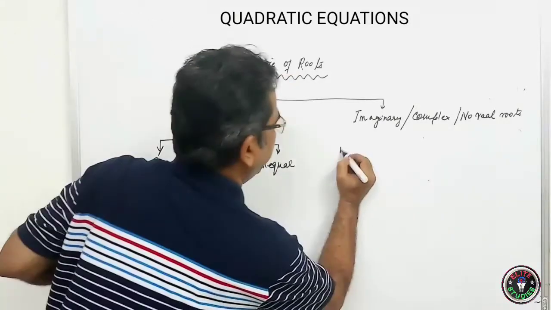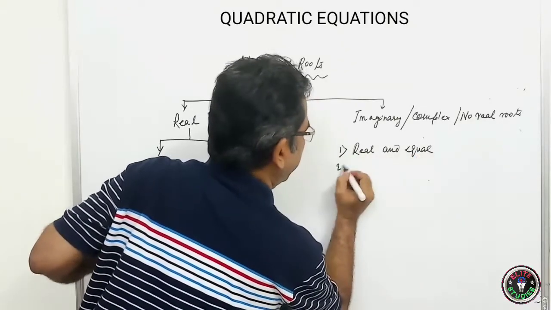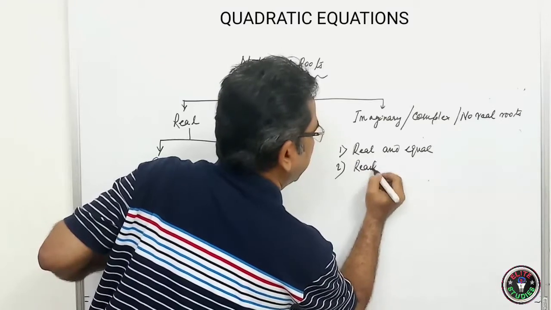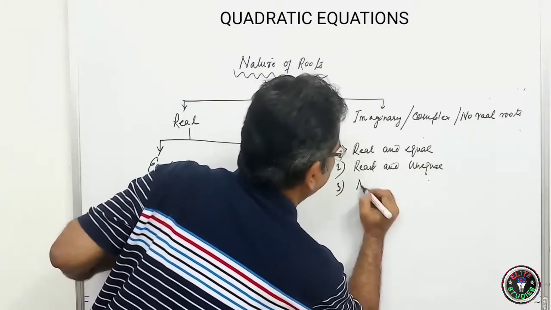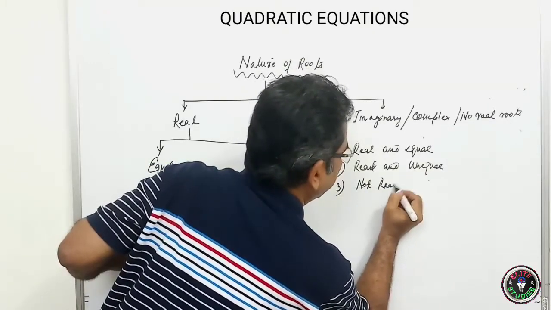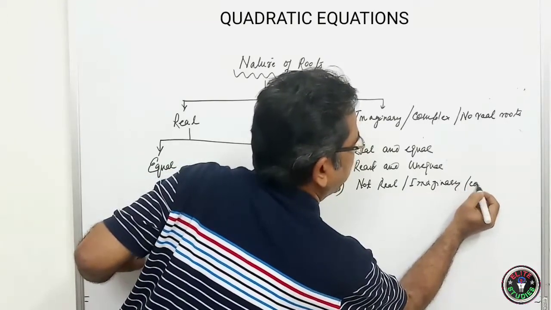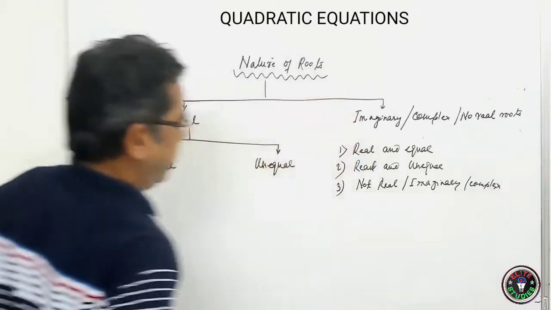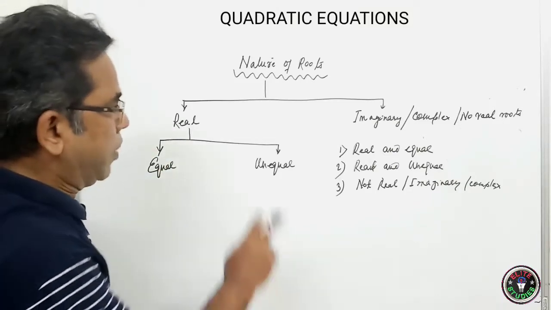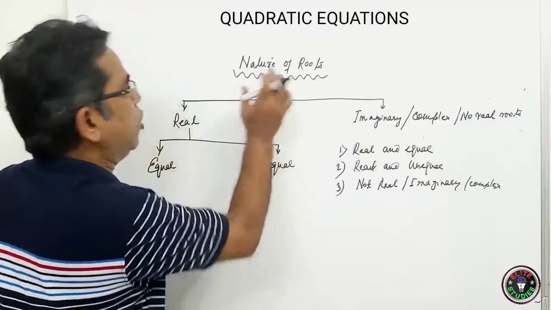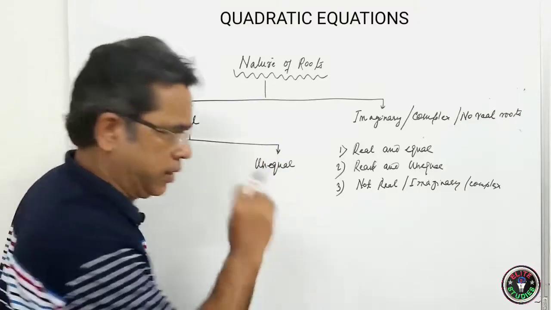Real, one category, real and equal. The second category, real and unequal. And the third category, not real, or you can say imaginary, or you can say complex. Okay, students. Now, our main concern is how to determine the nature of the roots without determining the roots. How is it possible? Let us see.